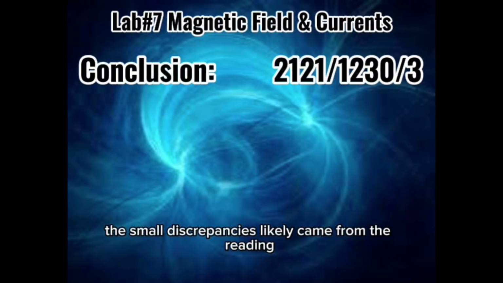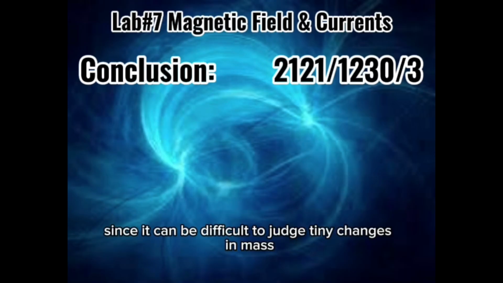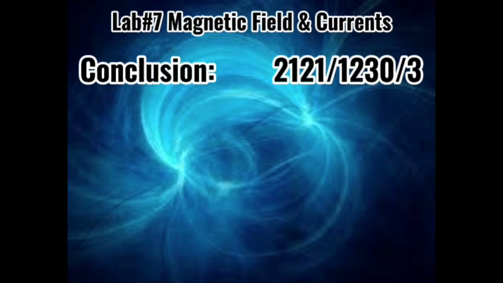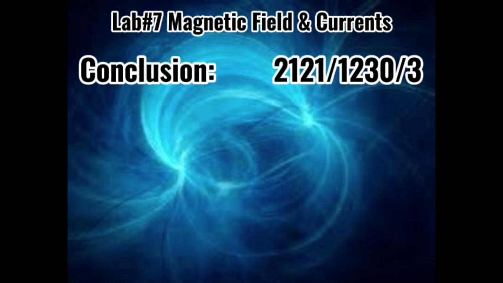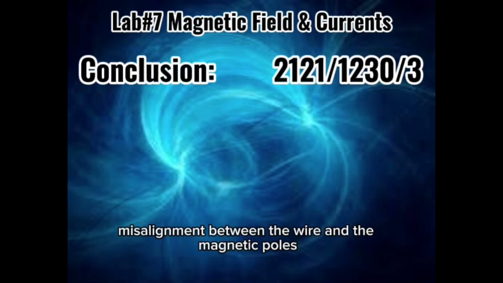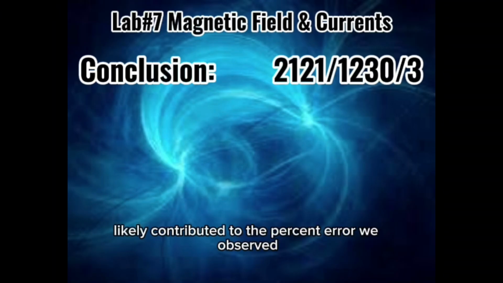The small discrepancies likely came from reading errors on the manual balance, since it can be difficult to judge tiny changes in mass by eye. Vibrations or movement in the setup could also have affected the balance reading slightly as the current changed. In addition, slight misalignment between the wire and the magnetic poles may have caused the magnetic field to act at less than a perfect 90-degree angle. These factors together likely contributed to the percent error we observed.